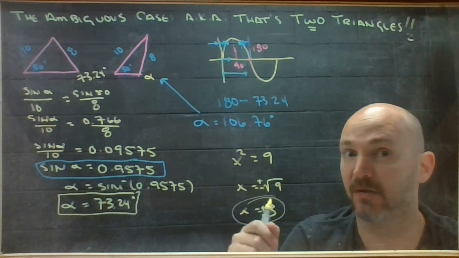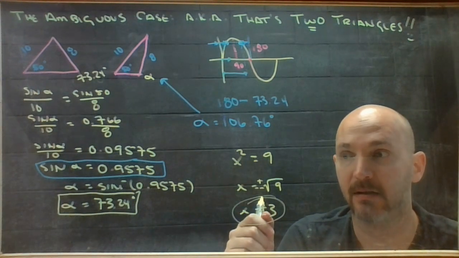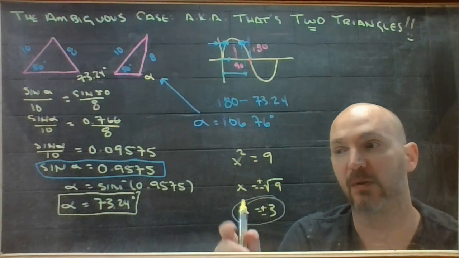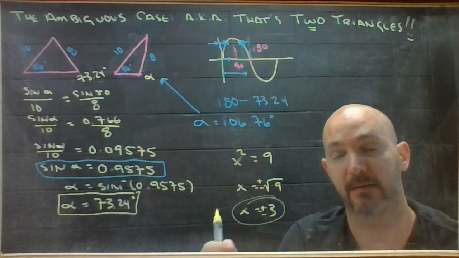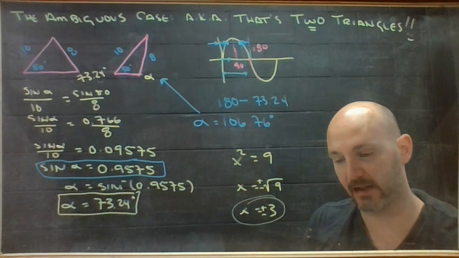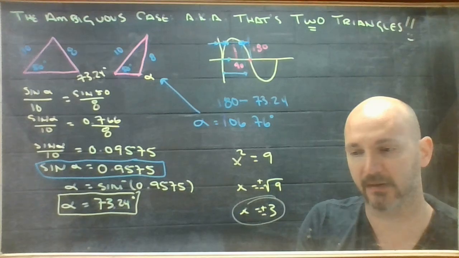Sometimes the second solution doesn't make sense. Sometimes it's a perfectly valid option. You have to look for them and then test them. We're going to clear this off. We're going to try an example and see if we can spot the ambiguous case.